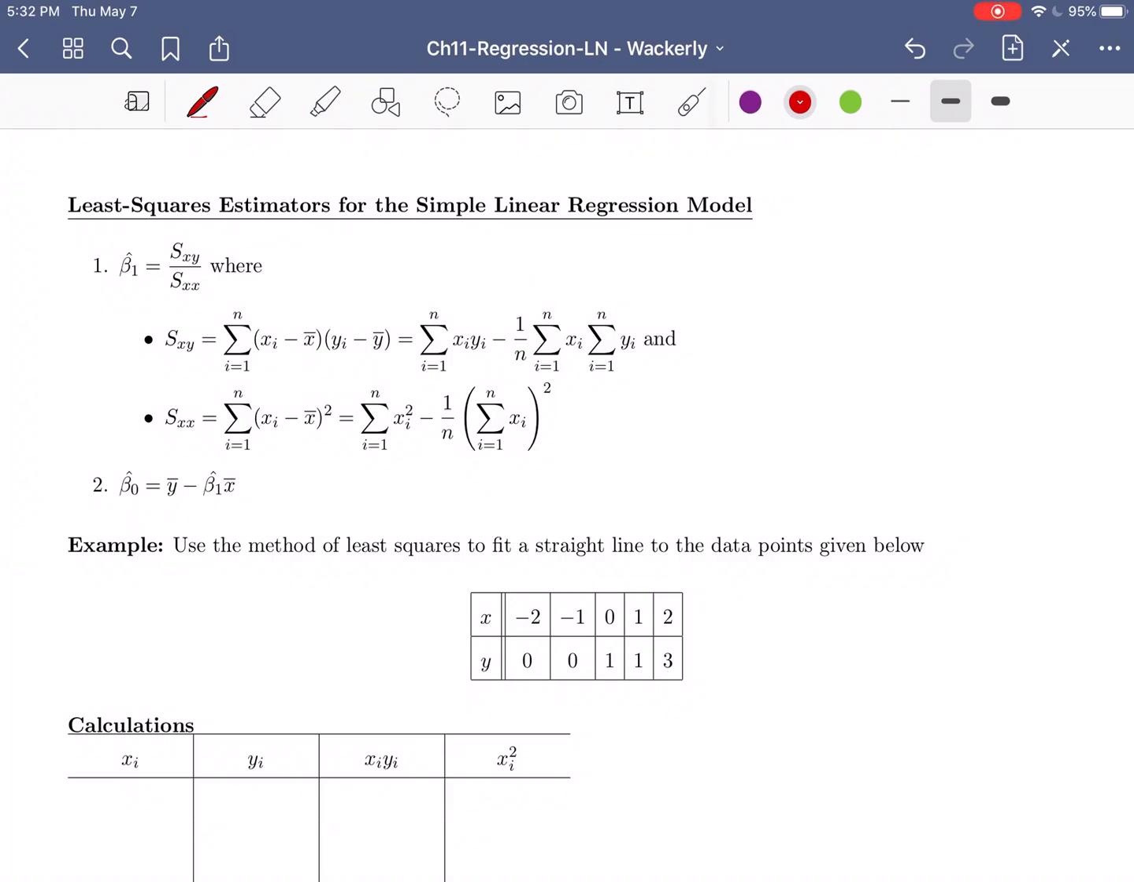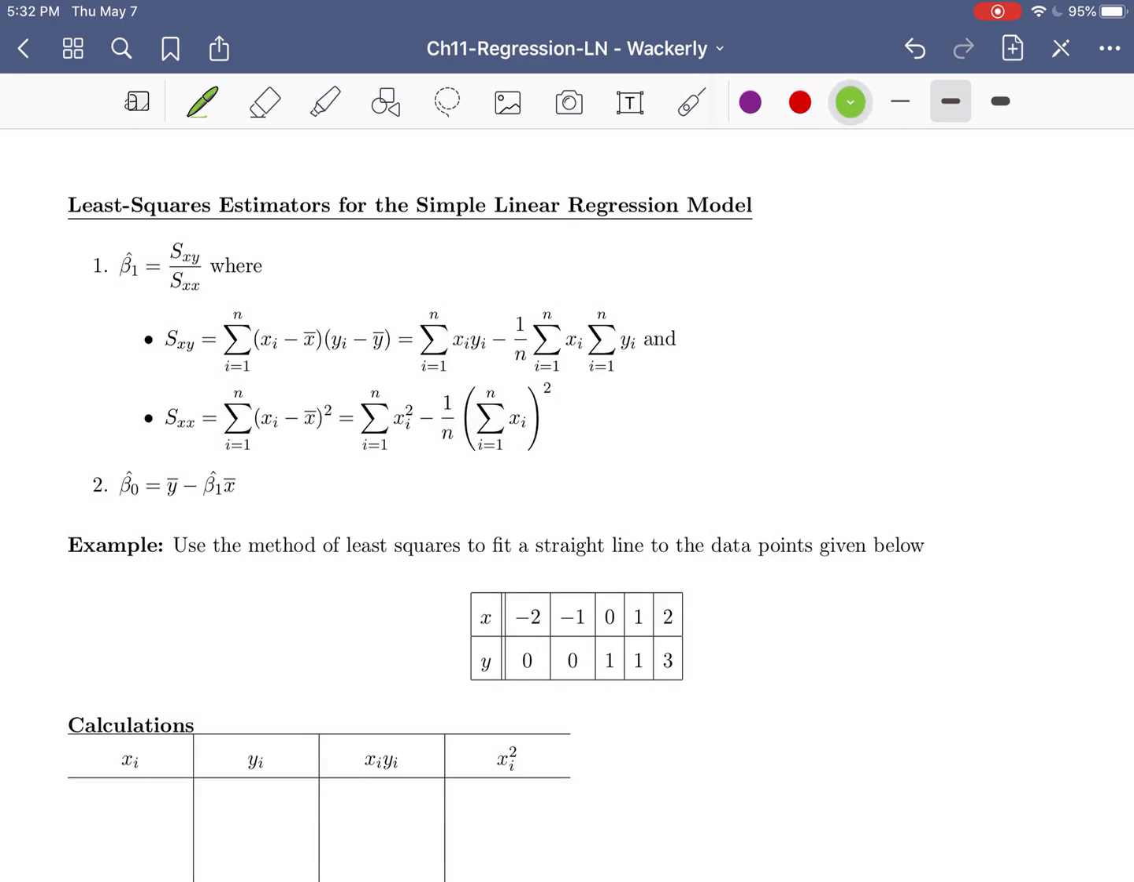In this video, we're going to take a look at what are the specific choices for beta 1 hat and beta naught that optimize, give us the best equation of the line. How do we find those choices? And then we'll roll through an example where we will do that.